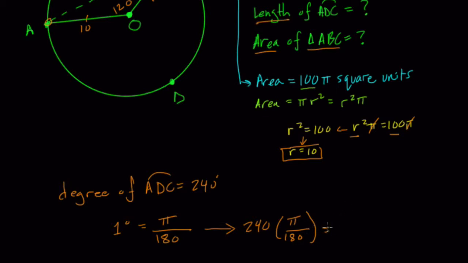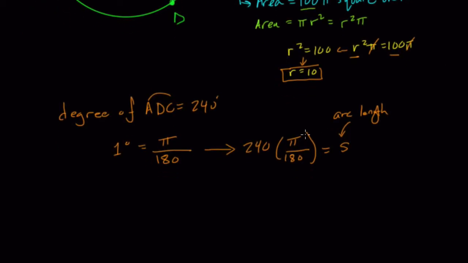Depends how this is written, but we could say that this is equal to s. That's usually the variable reserved for arc length. S is for arc length. So here, 240 times pi over 180, leave pi as a constant, using the symbol pi. So we have really 240 over 180 times pi. And we just reduce this to get the value of s. 240 over 180, I think you can see that 60 goes into 240 4 times, and it goes into 180 3 times. So here, it's 4/3 pi, and that is the length of the arc.